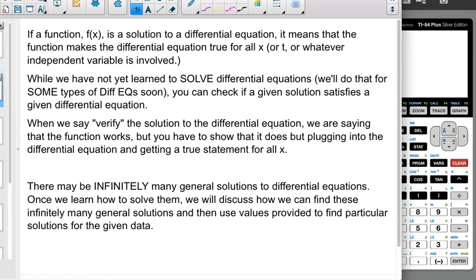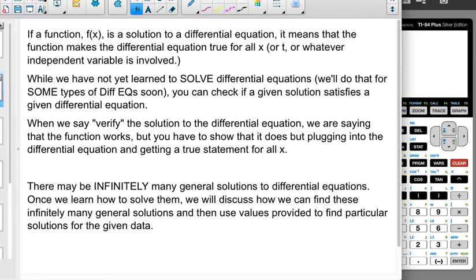So if a function f of x is a solution to a differential equation, it means that the function makes the differential equation true for all x, or t, or whatever the independent variable is that's involved. While we have not yet learned how to solve differential equations, we'll do that for some types of diffie-qs soon. You can check if a given solution satisfies a differential equation.